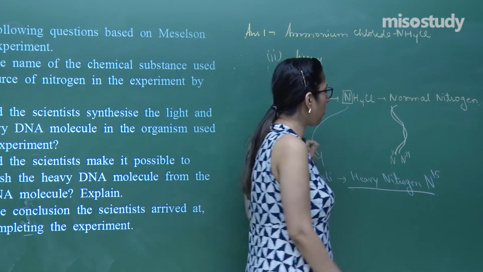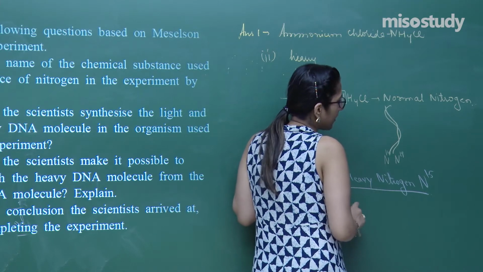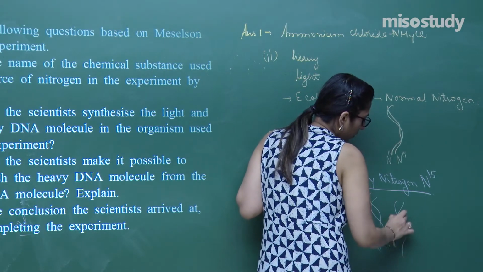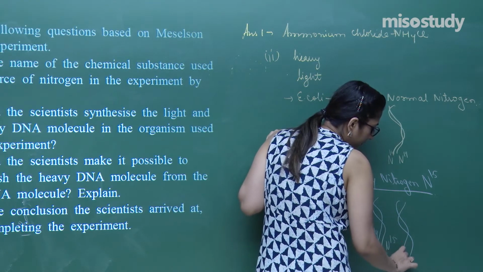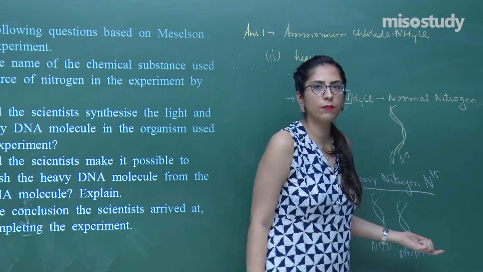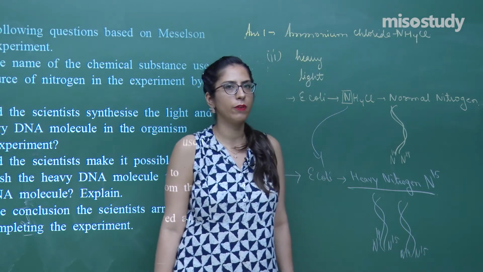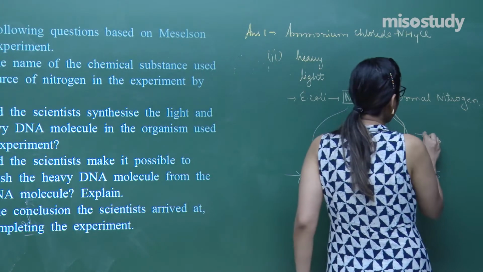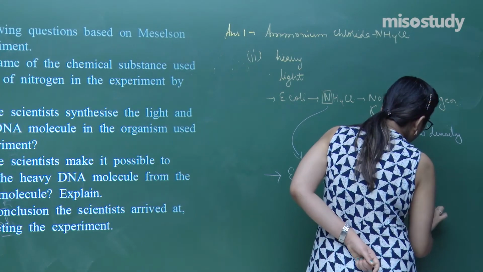Now this isotope was incorporated, and later on he saw that the heavy nitrogen bands were separated. Out of these two, the N14 was one and the N15 was another. Right? This was the result of the first experiment. So N14 was one, another was N15. This is of intermediate density, whereas this is of low density.